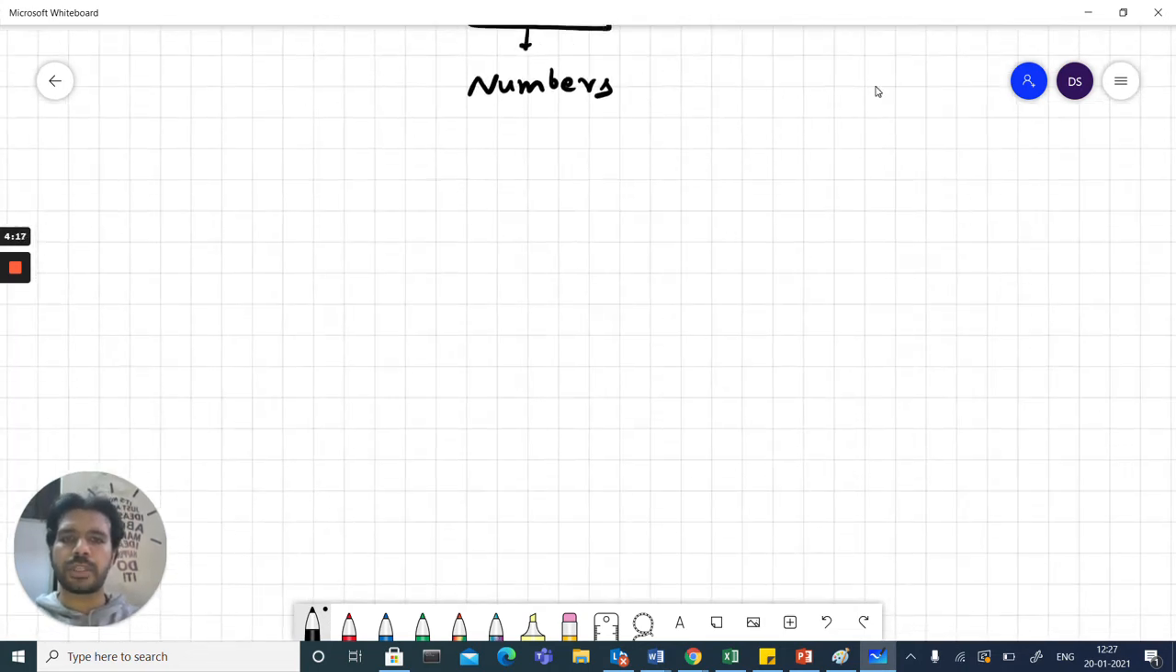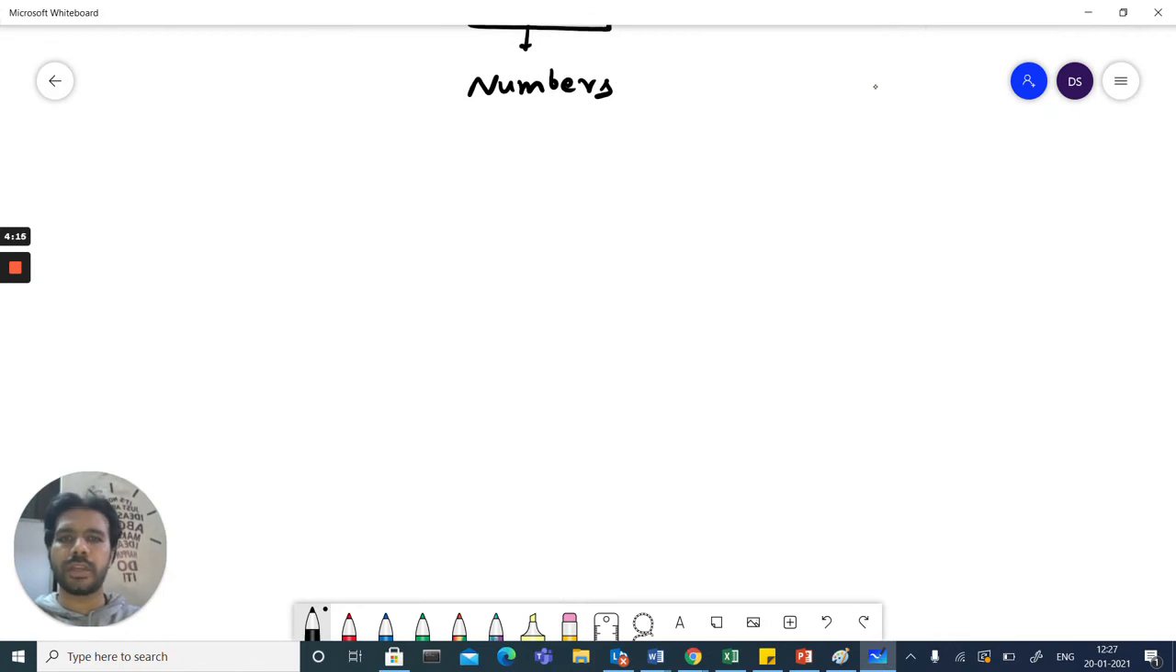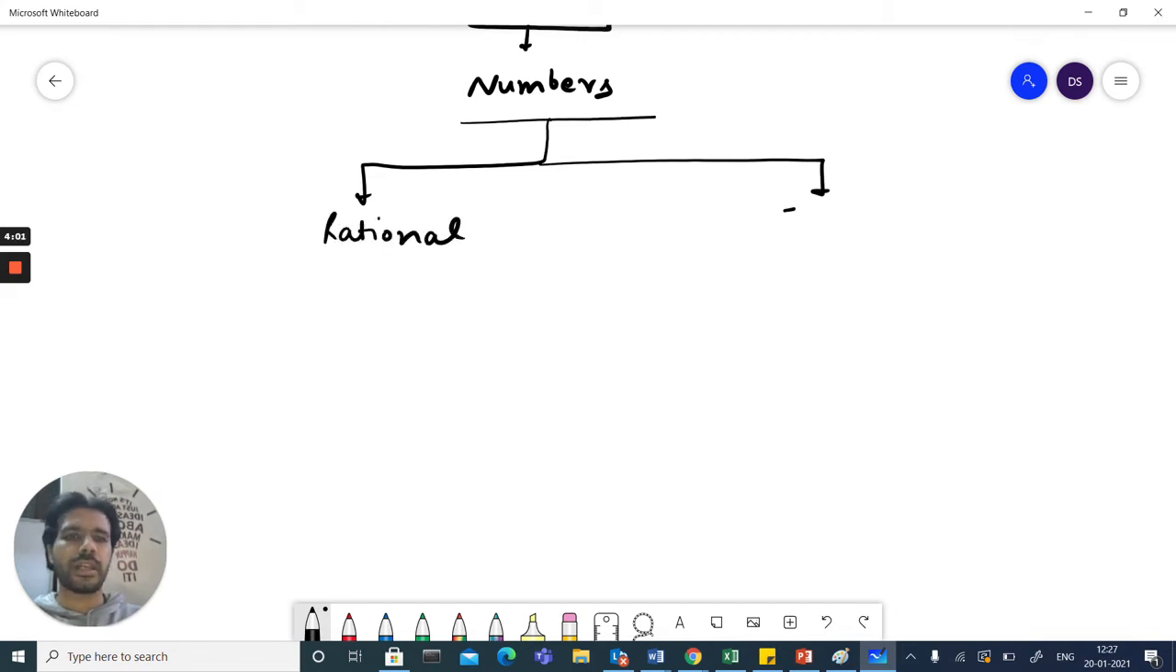Now to start with that, let's say we first of all will talk about a number tree. A number tree is basically that you divide the numbers into two parts. The first part is the rational numbers, and the second one is irrational numbers. Now, what is the difference between a rational and irrational number? If you go back to when we used to be in class, a teacher used to ask us, what is an irrational number? What is a rational number? There was one definition which we have just crammed.